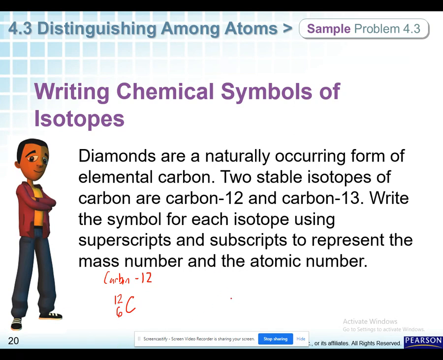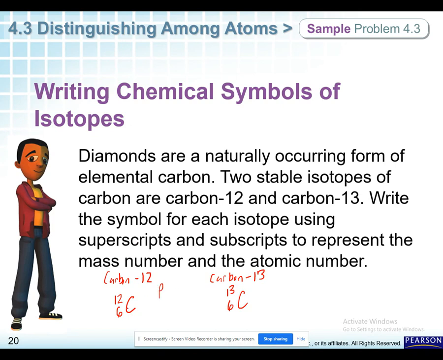If you were to do carbon-13, you would still have C for carbon. 13 would be its mass number, and 6 would still be its atomic number. Now, if I were to take this a step further and ask you how many protons, neutrons, and electrons are in each isotope, we could do that as well.